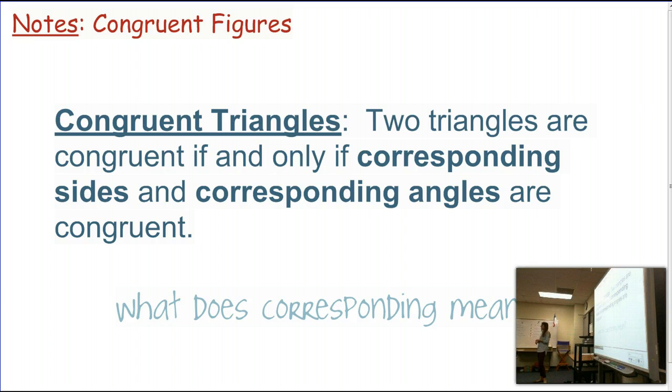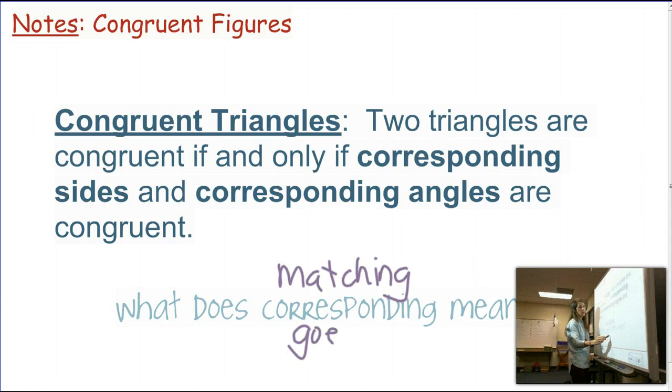What does corresponding mean? Because if I use a word 2 times in a definition and you don't understand the word, then you definitely don't understand the definition. I refer to corresponding as, sometimes I call it matching, or sometimes I say goes with. This will make more sense on the next few slides. So if I say find the corresponding angles, I mean find the matching angles. Find the angle that goes with that angle. When you hear corresponding, think matching or goes with.